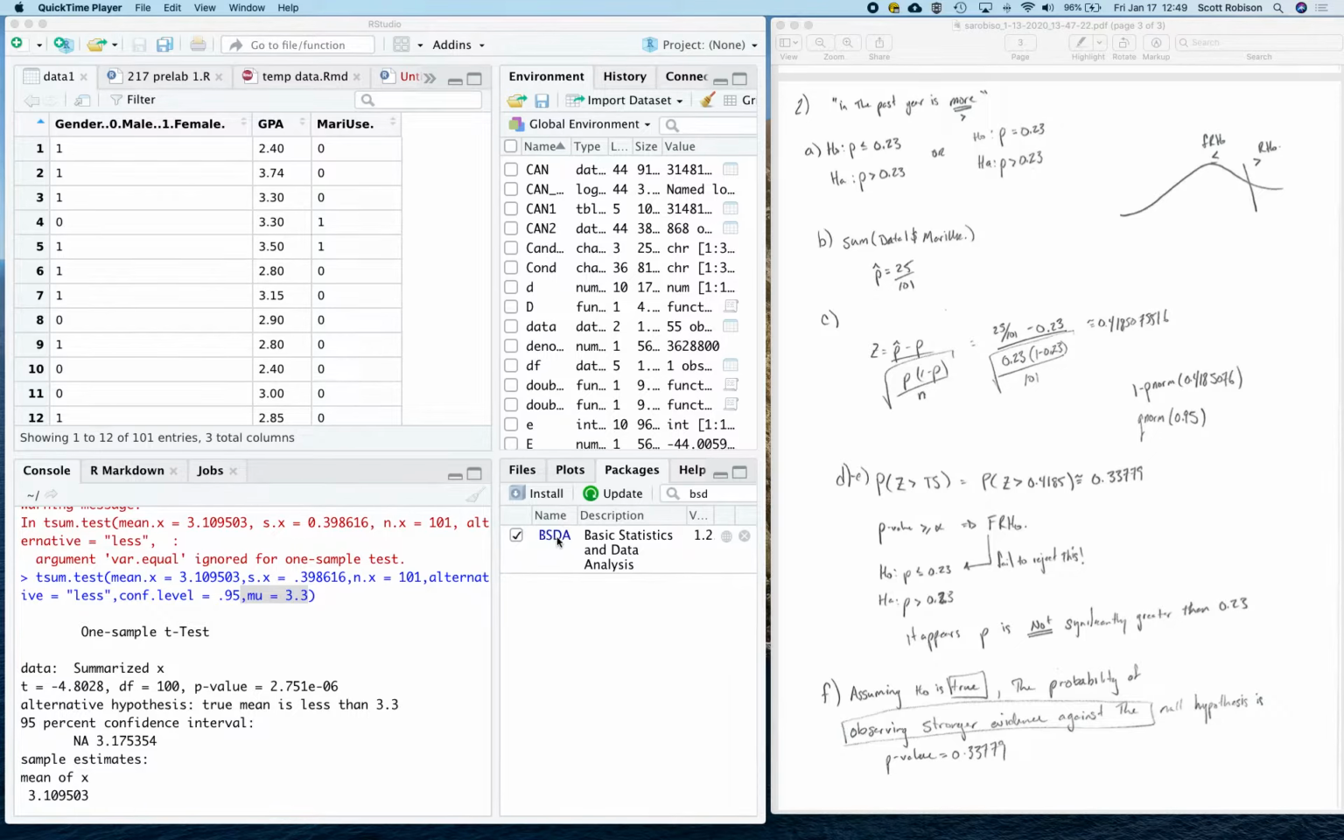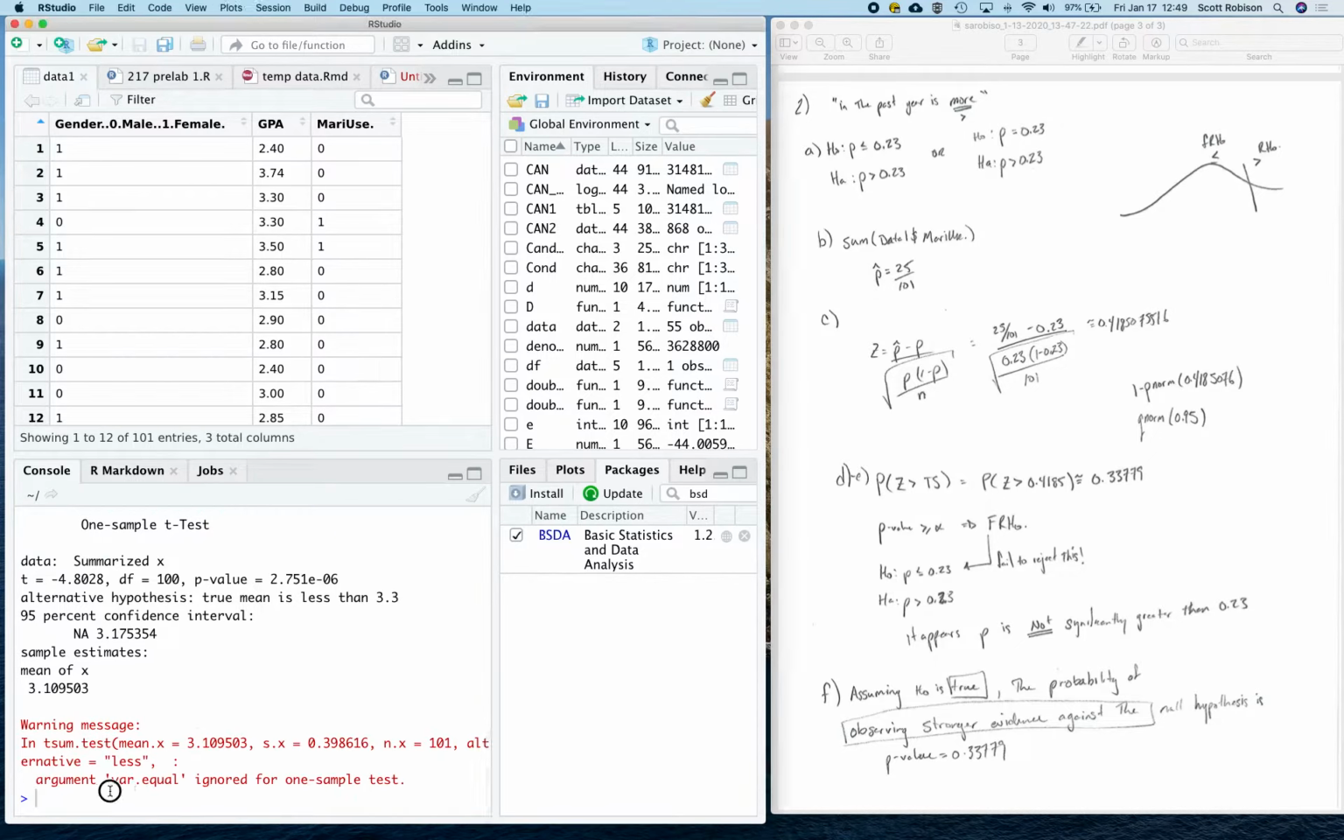And so here, with the BSDA package installed, I am performing a z-test. The command that I can use is z_sum dot test. Now I'm looking for some things. What is the mean of x? The mean of x, that's the sample mean, happened to be 25 over 101. So 25 divided by 101, I'll just type that in there with a little comma.